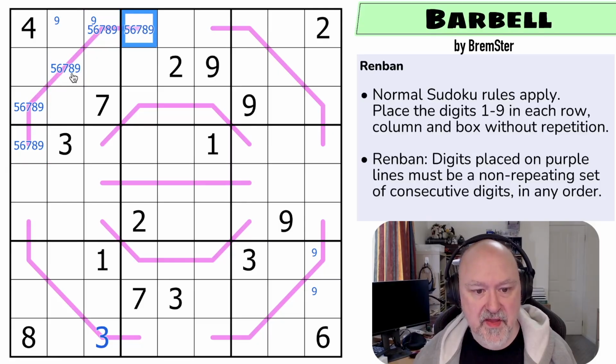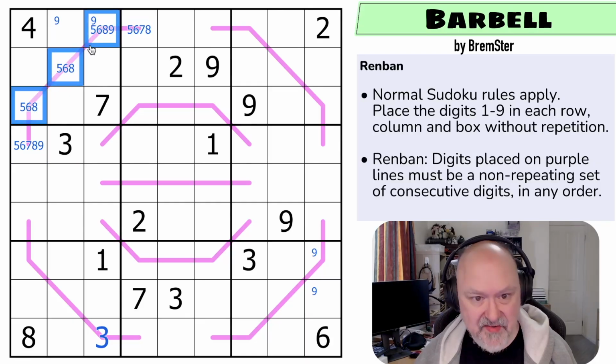But I can't put a 9 there. I can't put a 9 in either of those. I could potentially make both of those 9. But this line is 5, 6, 7, 8, 9. There is no 7 in either of those. There's no 8 in either of those.